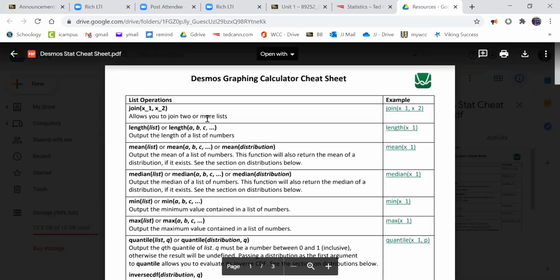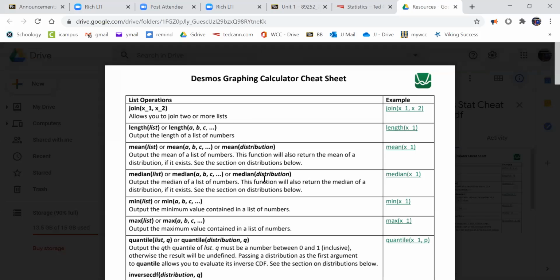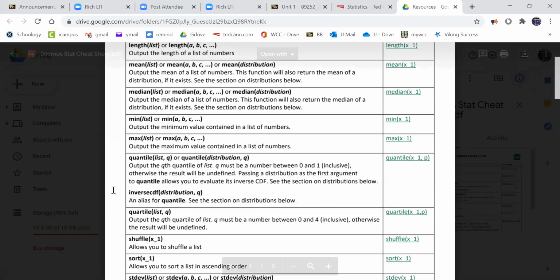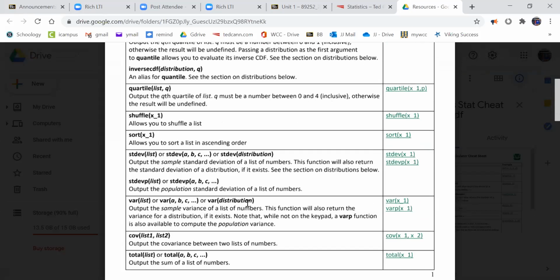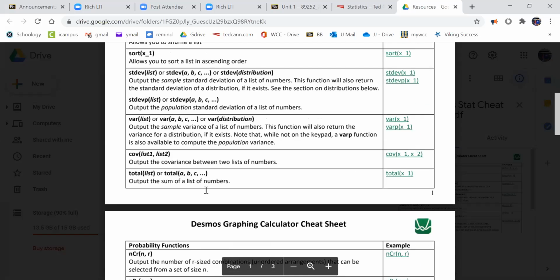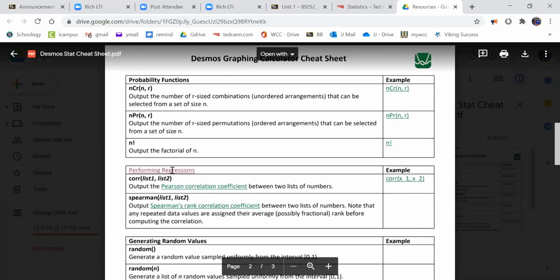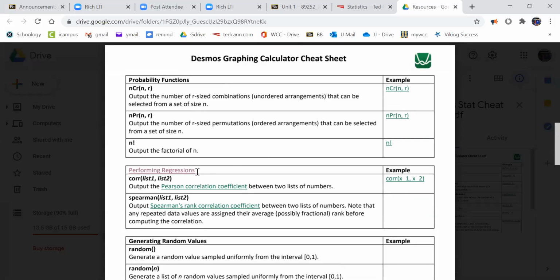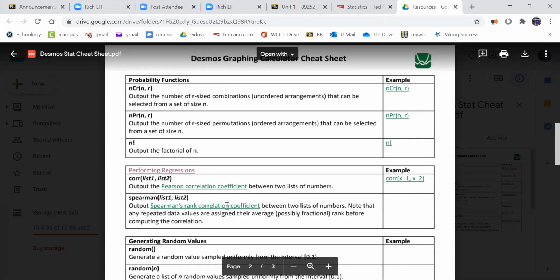Some of them are, I'll call them trivial. Like, I don't know how often you're going to need to join two or more lists together, or find the minimum value contained in a list of numbers in this class, right? Because really, minimum is just the smallest number. Usually you could just eyeball that, right? But there were some other ones like that inverse CDF business that we were talking about last time. That's a little on the funky side. You also have covariance. We'll talk about that later in the course. But some of the funkier terms, some probability functions. But here, performing regression, that's where the magic is going to happen, right?